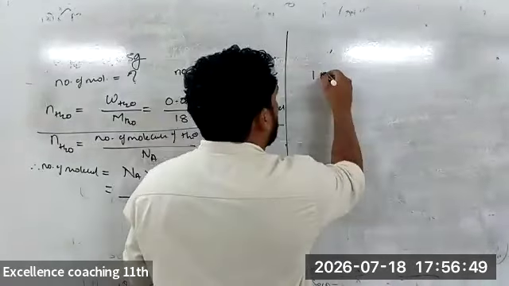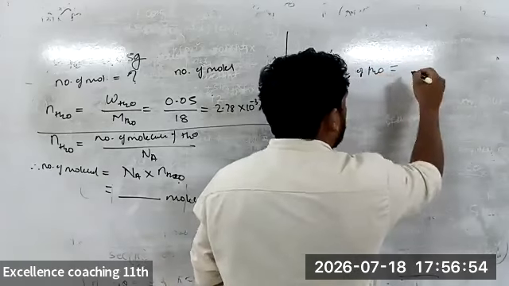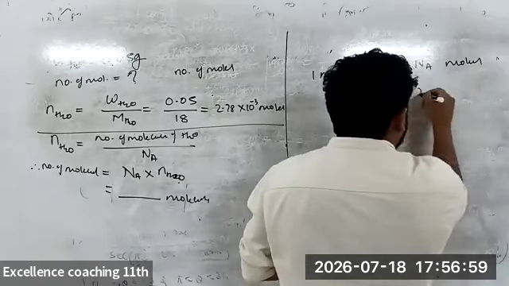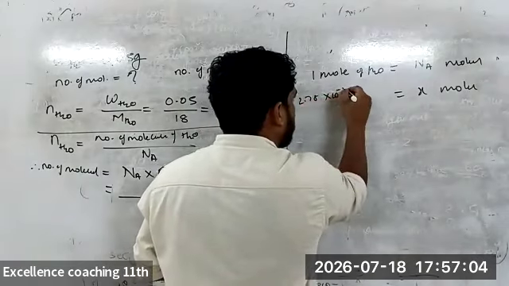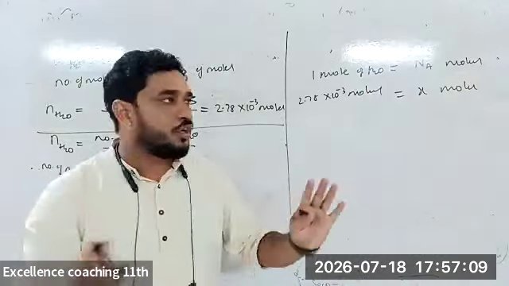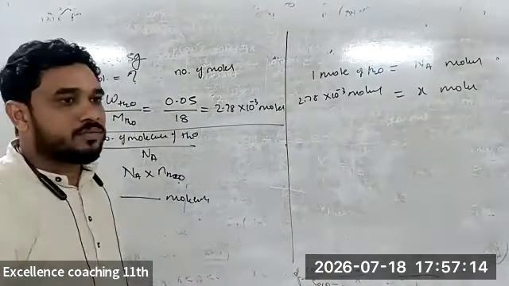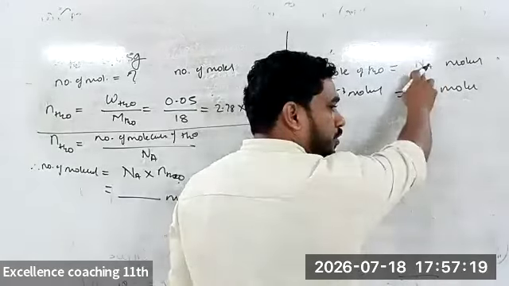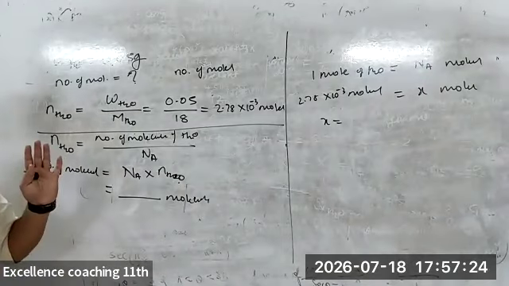Now the relation will be given. 1 mole of water is equal to Na molecules. Then X molecules in 2.78 into 10 to the power minus 3 moles. In short, this formula comes to this only. What will X be? X will be equal to 2.78 into Na, yes or no? Same thing I am getting here, 2.78 into Na.